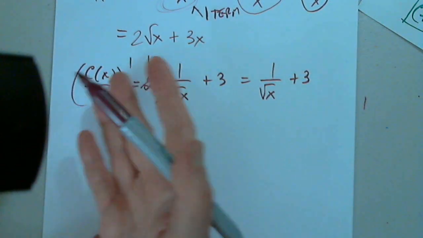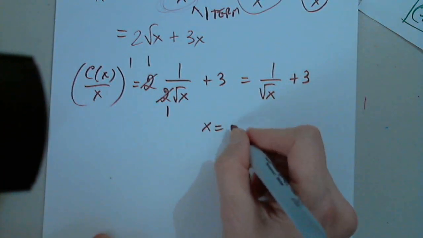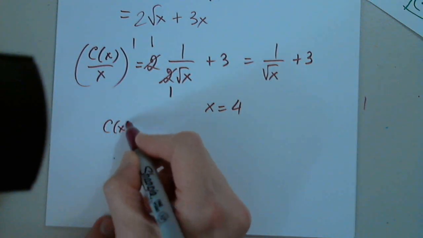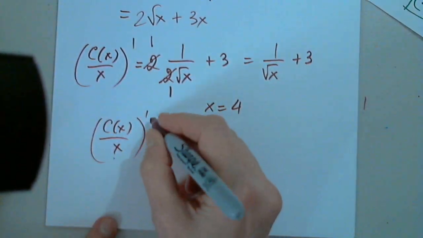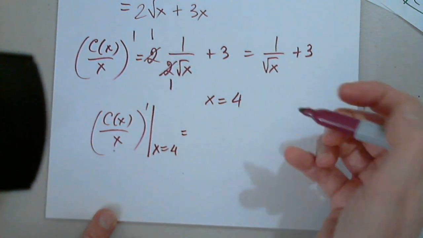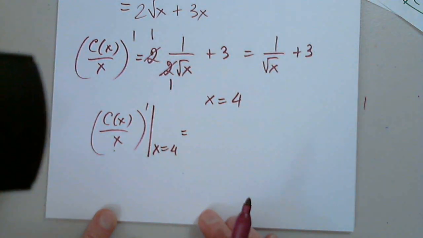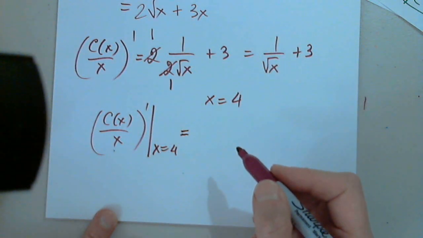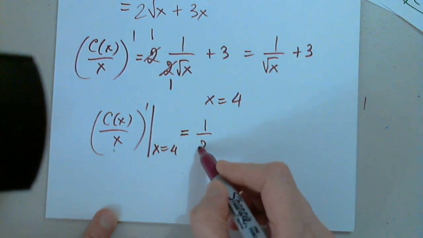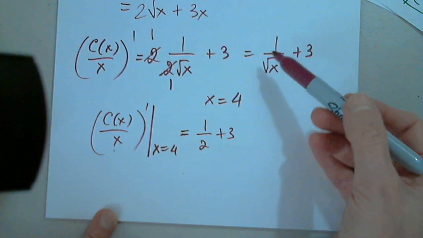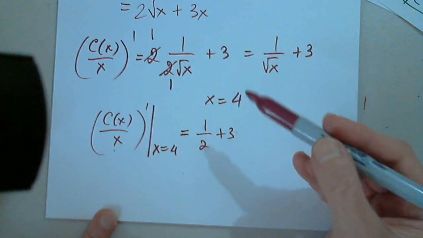Now, what if we are asked to evaluate when x is 4? So then I have c of x over x prime when x is 4. What should I do to this expression when x is 4? Just put 4 where the x is. Where's the square root of x? Very good. 1 over 2, square root of 4 is 2. 1 over 2 plus 3, 7 halves.